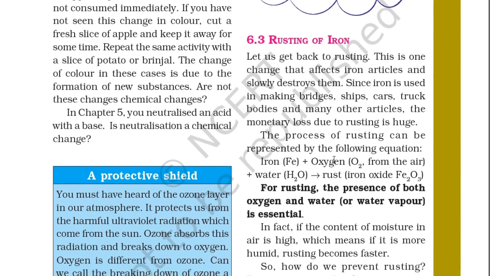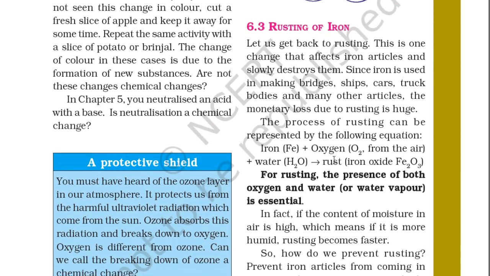6.3 Rusting of iron. Let us get back to rusting. This is one change that affects iron articles and slowly destroys them. Since iron is used in making bridges, ships, cars, truck bodies and many other articles, the monetary loss due to rusting is huge. So in this age of iron, we use iron in almost everything, and because of rusting, a huge monetary loss results.